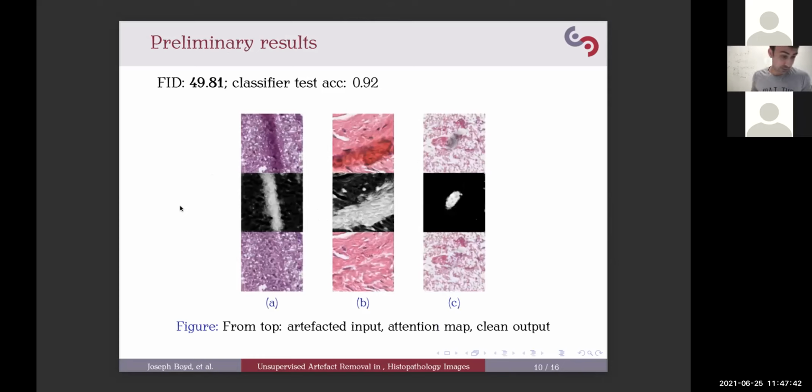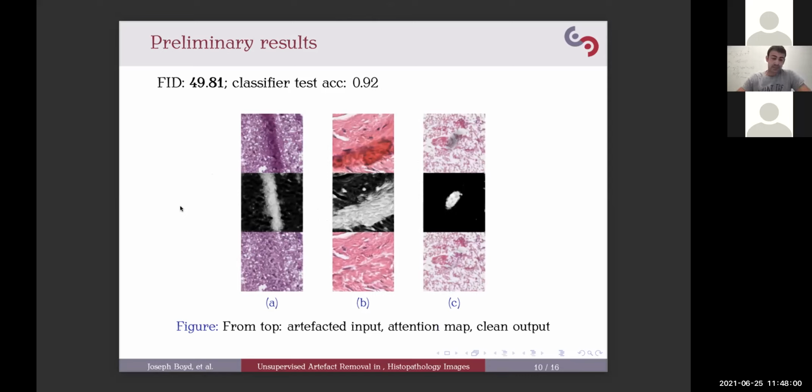And we firstly improve on our baseline with an improved Fréchet inception distance of 49.81. We also report a classification performance of this classifier of 92%. I should emphasize here that this whole thing is trained end to end.